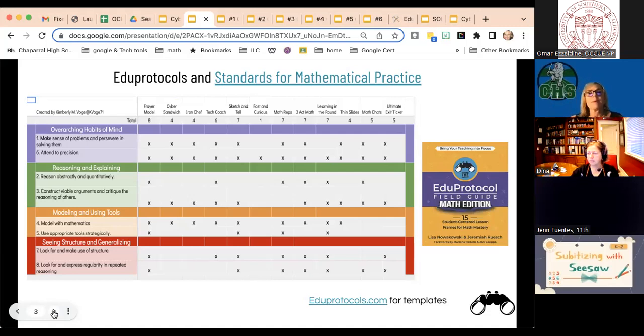When Common Core came out, along with all of our grade level standards were also the standards for mathematical practices, things like giving opportunities for students to make sense and persevere in problem solving, for giving students opportunities for modeling with mathematics, and constructing viable arguments. What's really cool about this graphic is it shows you for each type of EduProtocol what mathematical practices you're going to be able to hit with that protocol. So pretty cool graphic. Thanks, Kim Bogie.